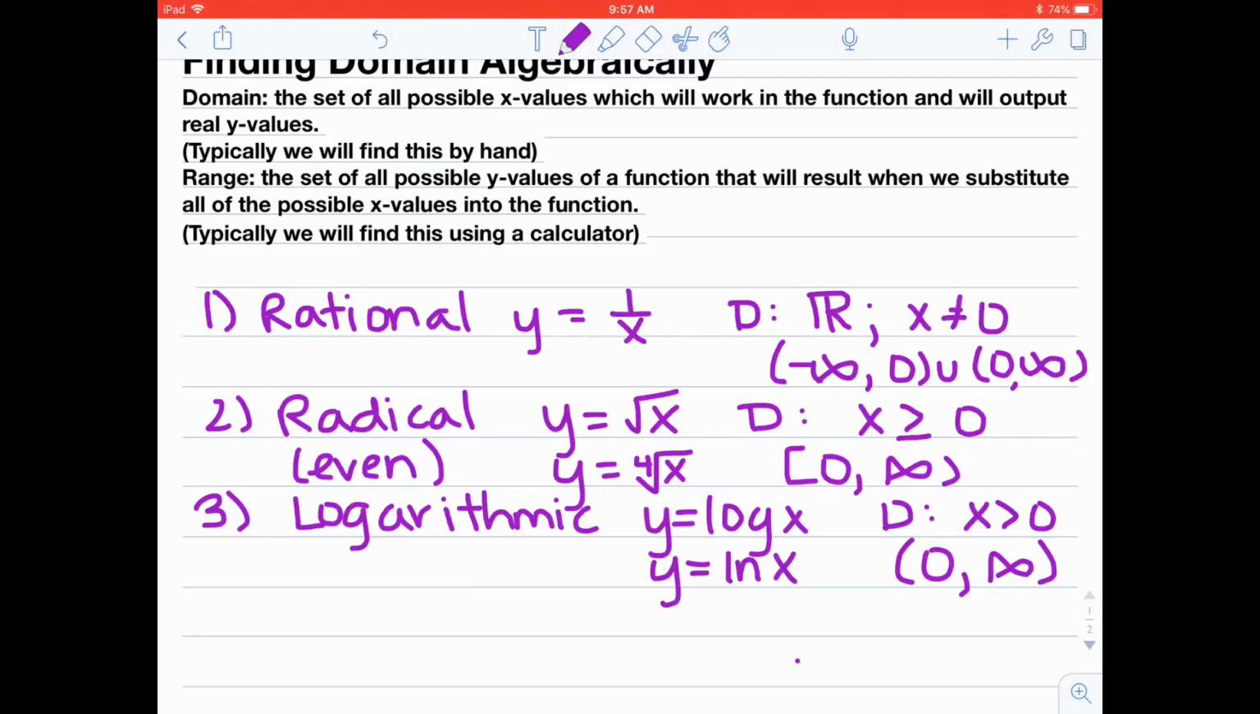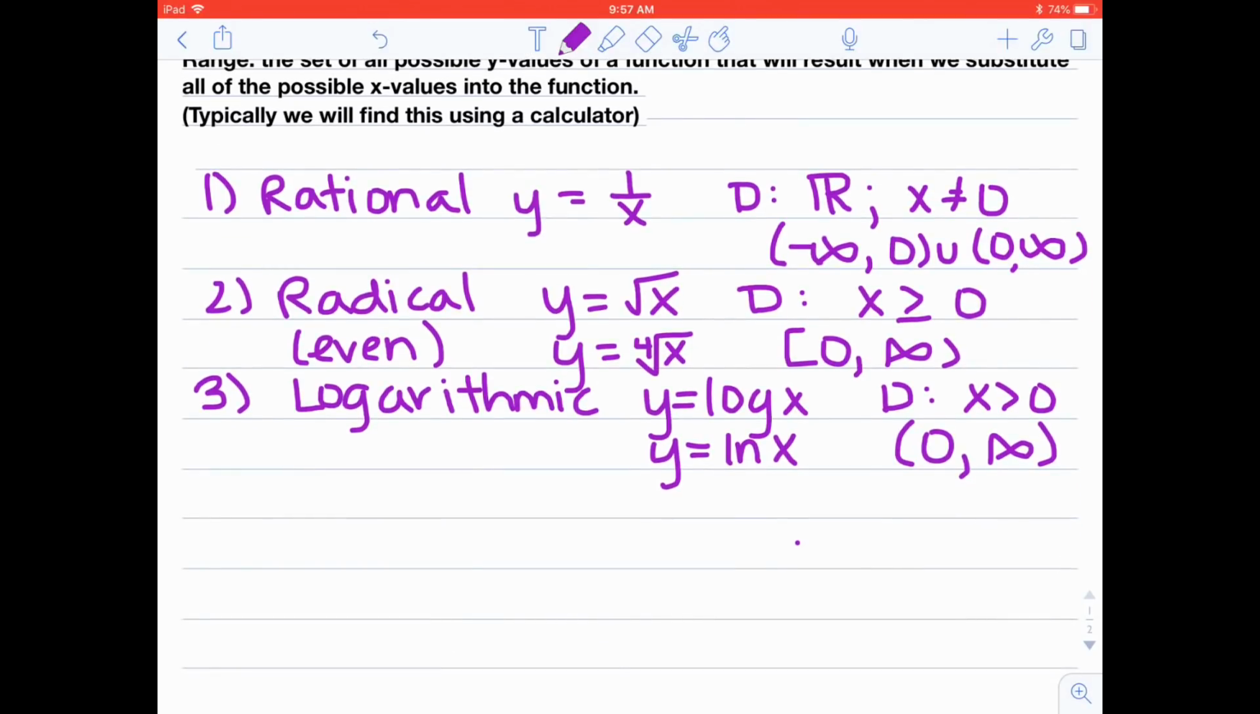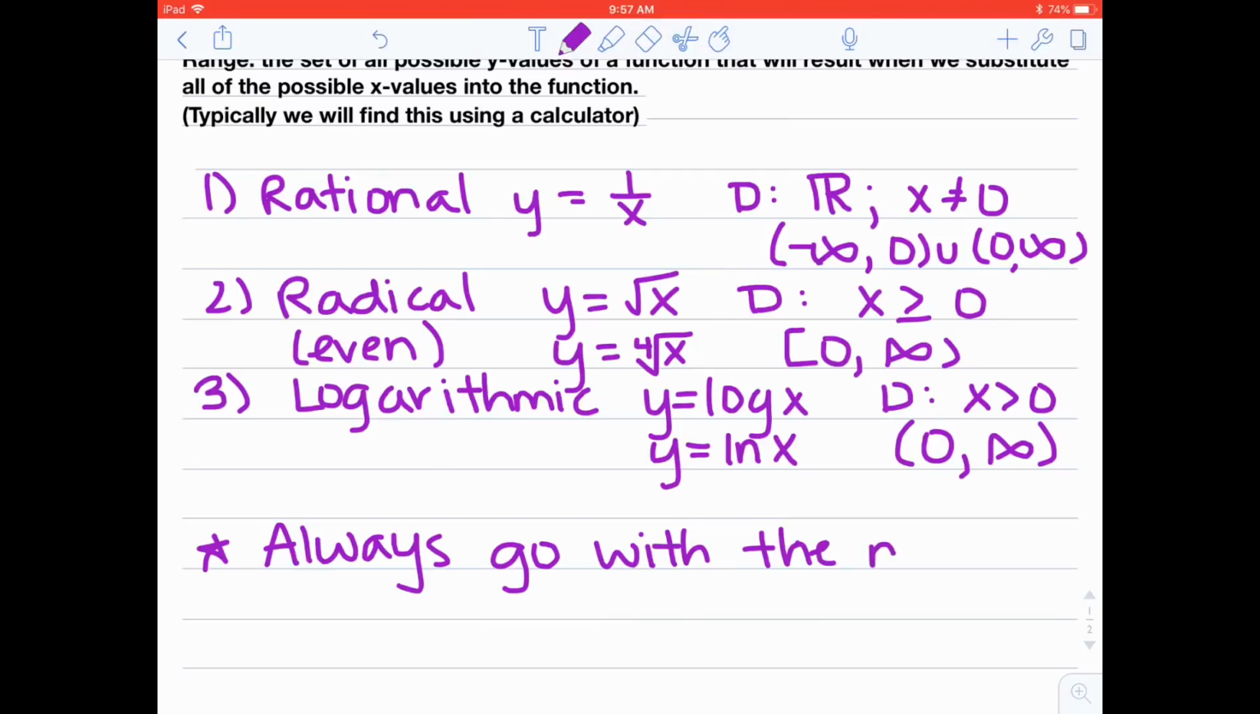So when we look at the domain algebraically, we're going to have potentially one of these situations happening, or maybe even a combination happening, and the domain is always going to be the most limited x values we can have. All right, so I'm going to write a note to myself. The domain is, well, I'm going to write always go with the most limited domain. Should have typed that. Would have looked better.